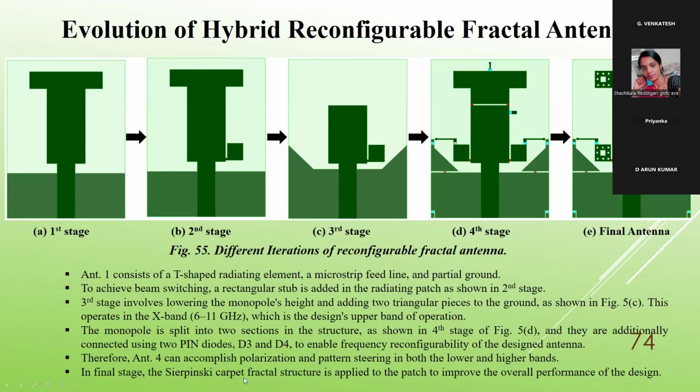In the final stage, the Sierpinski carpet fractal structure is applied. Here is the Sierpinski structure, and this is the separation where two diodes, D3 and D4, are added.